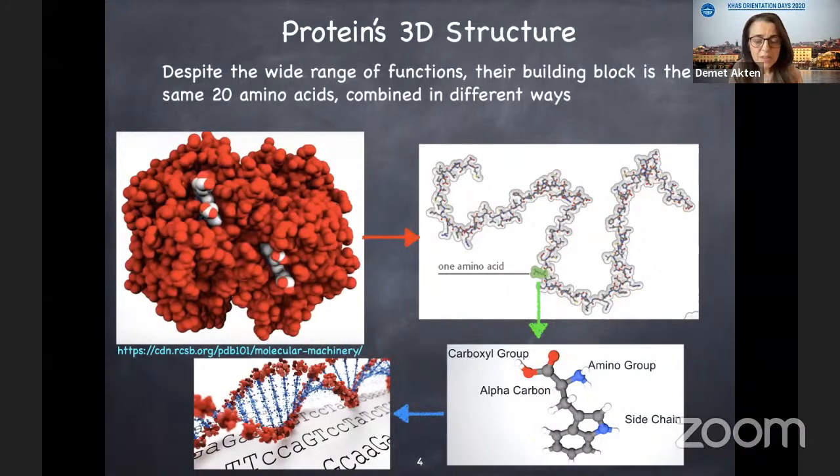Okay. Now, if you look at these protein 3D structures that we saw in the previous slide, we can see they are all different. But when we focus on the polymeric chain, because these are polymers composed of similar units, they are all composed of the same unit, which is the amino acid. And if we focus on the amino acid, we can see that it is composed of the same units: the carboxyl group, amino group, alpha carbon, and the side chain, which is different in different amino acids. And that's what makes the difference between one type of amino acid and the other.